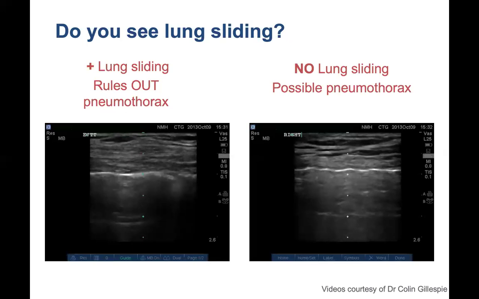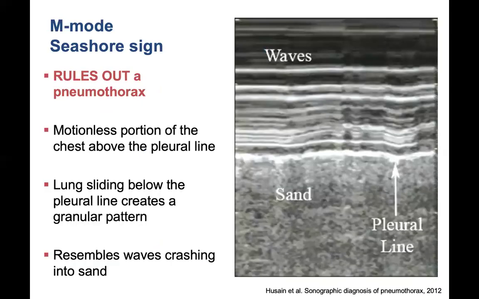It means that there's something between or separating the visceral and parietal pleura. Whenever I'm doing lung sliding, I also always go on and place M mode or motion mode across the visceral and parietal pleura. And when I do M mode, if you remember, M mode is motion on the y-axis over time on the x-axis. And if you get this tracing, this is called a seashore sign. And this tracing rules out a pneumothorax.